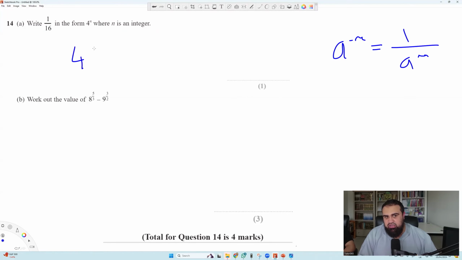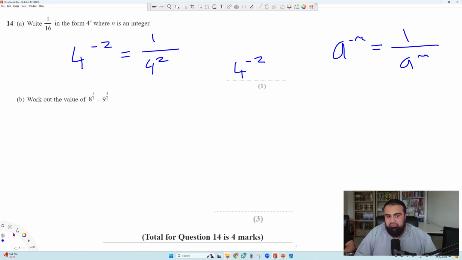If you do 4 to the power of minus 2, it's 1 over 4 squared, which is 1 over 16. But make sure, as your answer, you don't write 1 over 16, because you could be rushing and accidentally write that down. Your actual answer in the box is 4 to the power of minus 2.